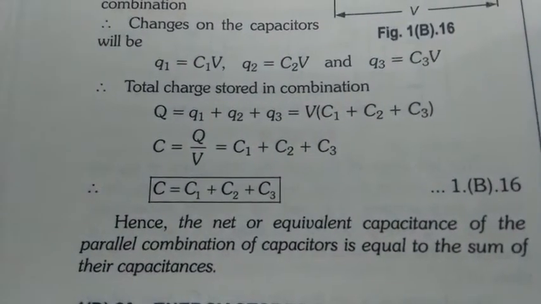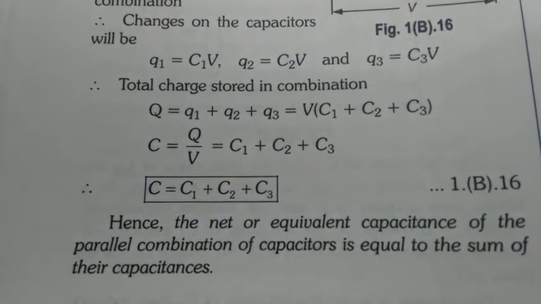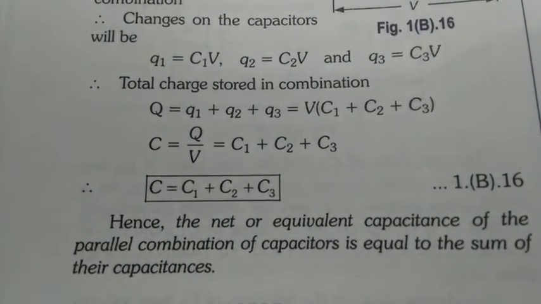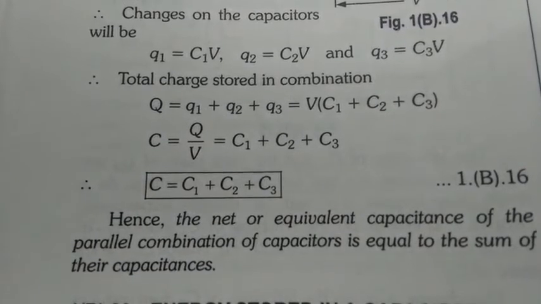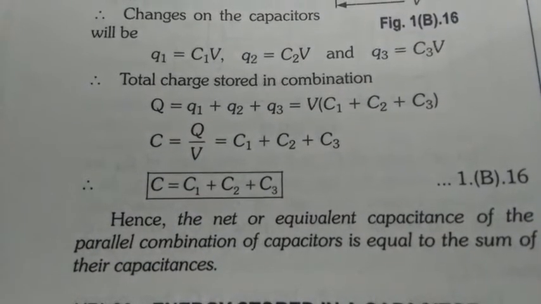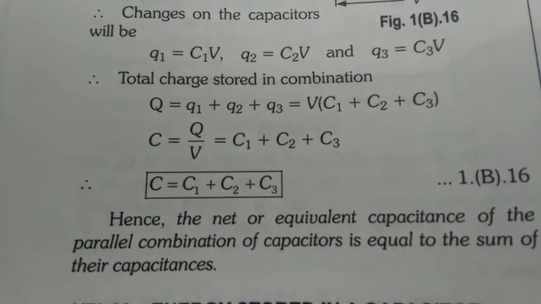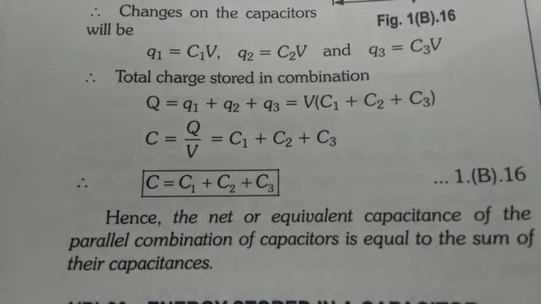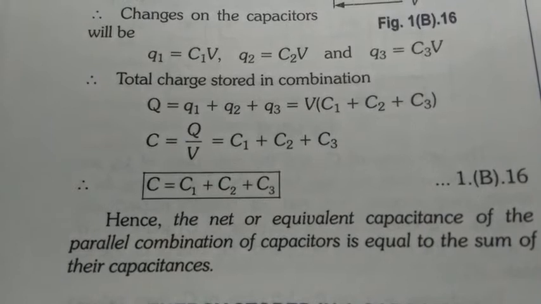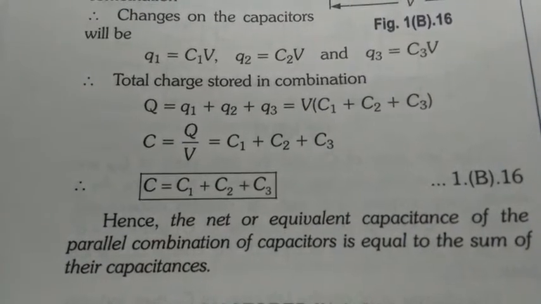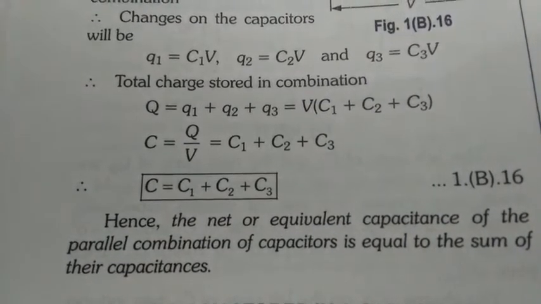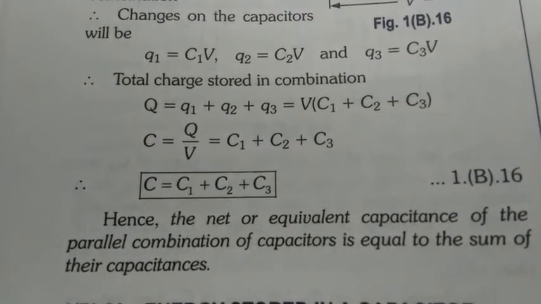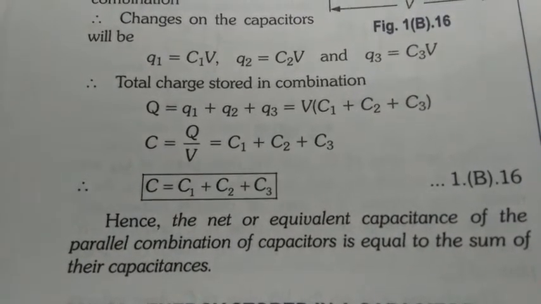So one question can come in your examination for 1 mark or 2 marks, like in which manner the capacitors should be connected to get more capacitance. The answer is parallel combination, because in series combination we are getting very little resultant capacitance. So that's why, to get more capacitance, the capacitors should be connected in parallel combination.